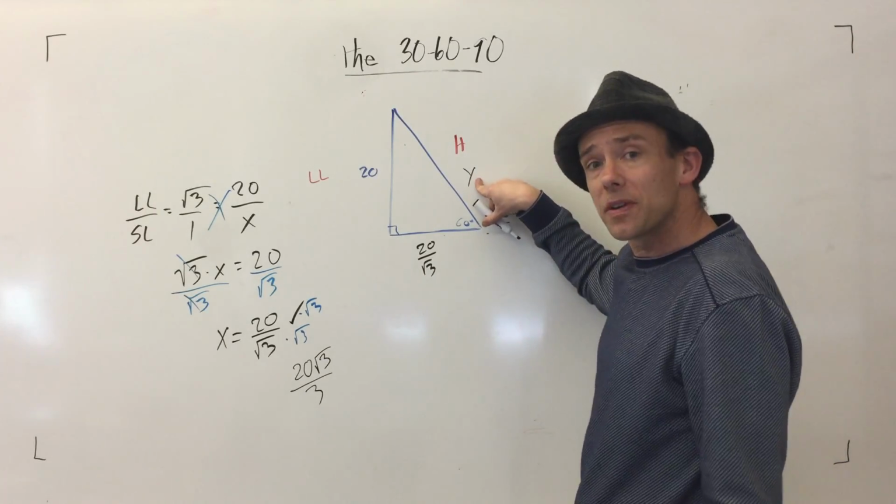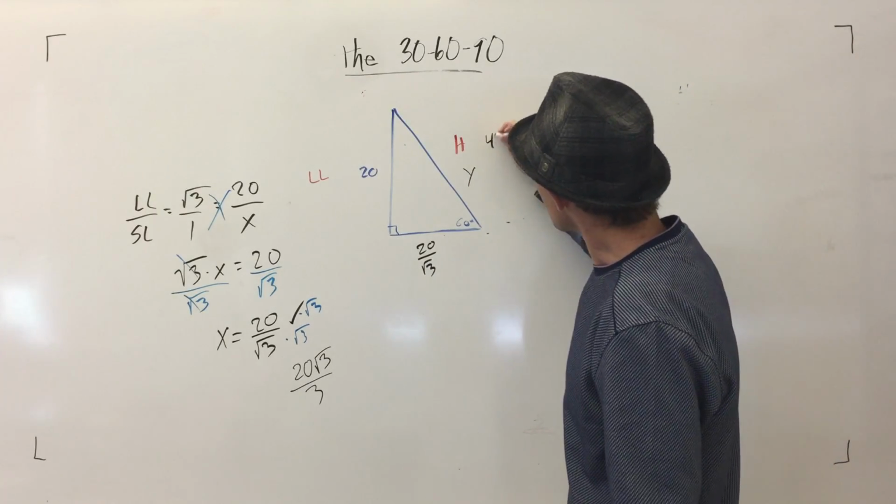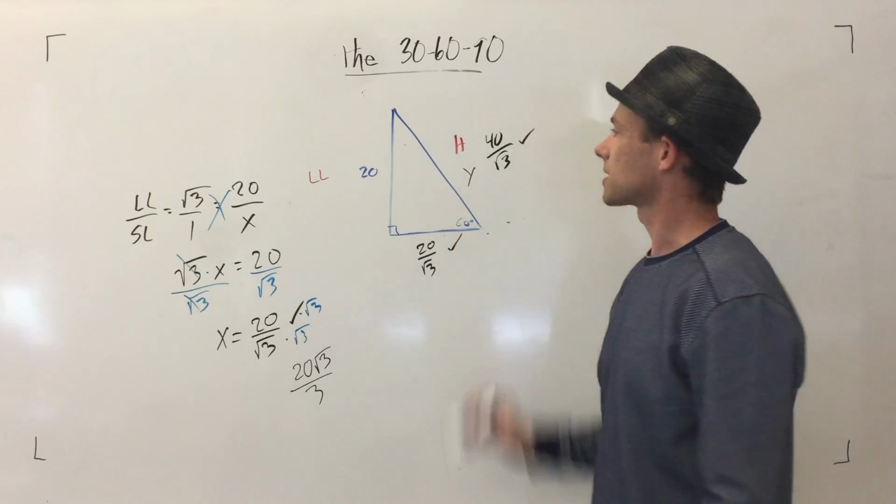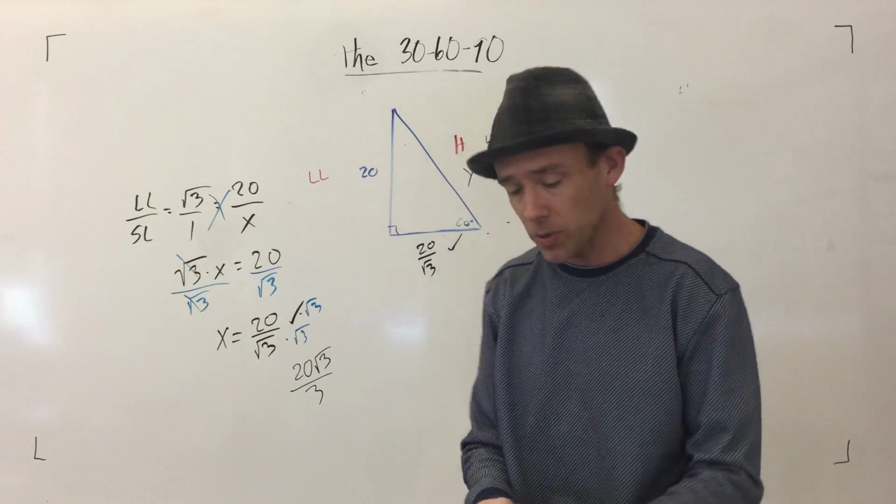Now the hypotenuse, so you have to double it. So I'm going to go 40 over root 3. Done and done. Check and check. So that's one way to roll with these.